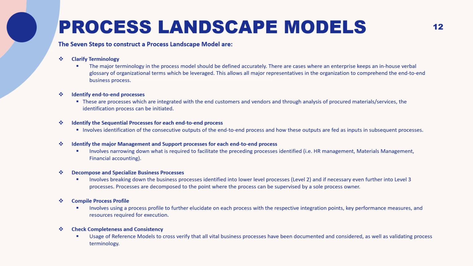The third step to construct a process landscape model is to identify the sequential processes for each end-to-end process. This involves identification of the consecutive outputs of the end-to-end process and how these outputs are fed as inputs in subsequent processes.